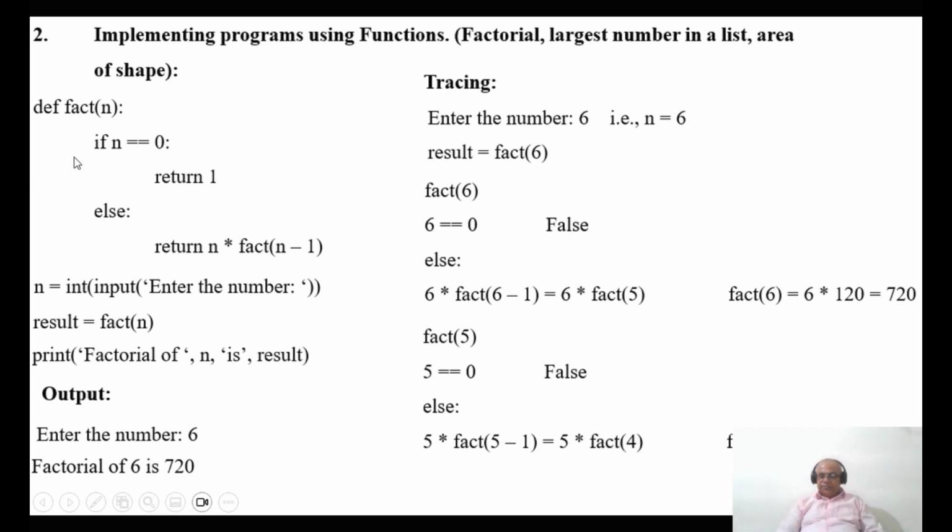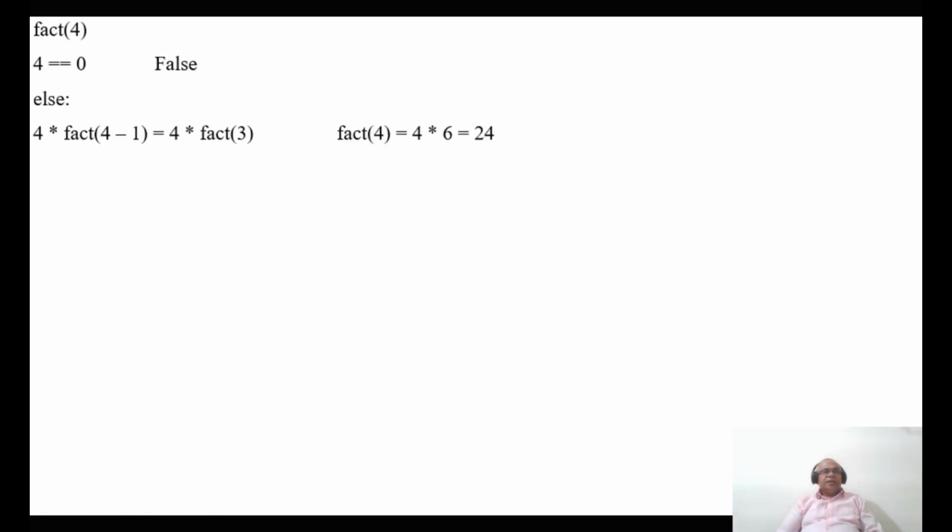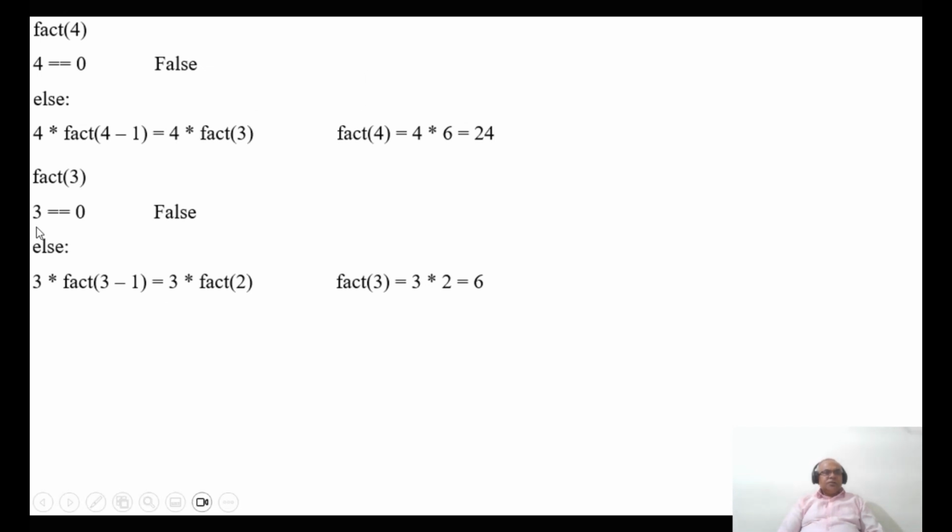Again it goes back. Then fact 4. I want to find out what is the value of fact 4. So, 4 is equal to 0, the condition is false. So, it comes to the else statement: 4 into fact of n minus 1, which is 4 minus 1, which is equal to 4 into fact 3. Again it goes back. Fact 3: 3 is equal to 0, condition is false, it comes to the else statement. 3 into fact of 3 minus 1, it becomes fact 2.